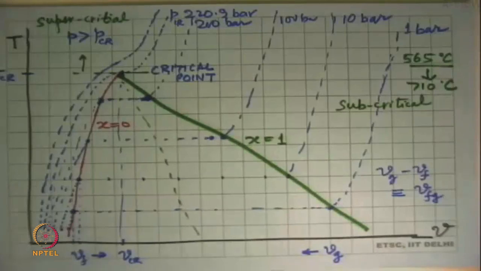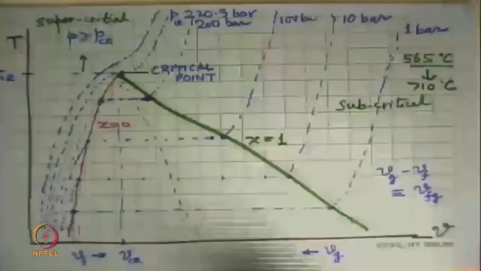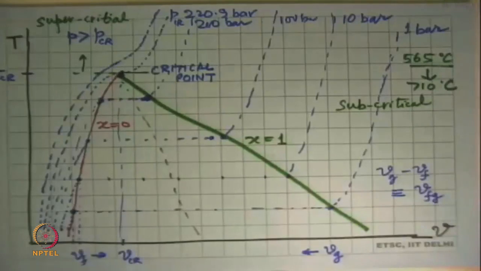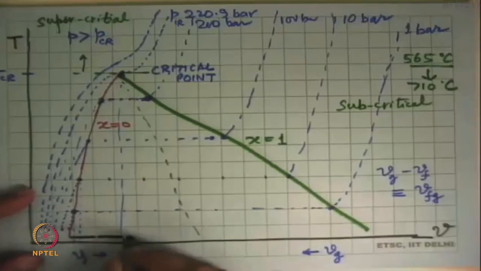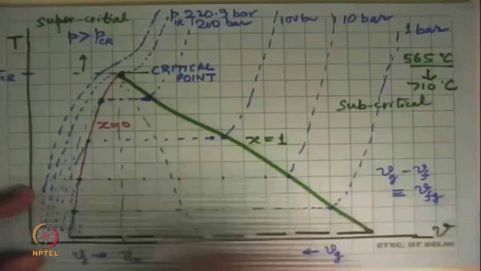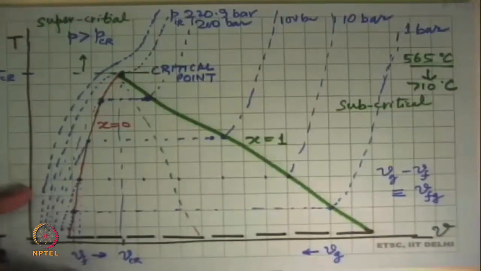The next question comes up, what happens below this? If I decrease the pressure to 0.1 bar, 0.01 bar, will I get the same behavior? And the answer is that yes, you will get the same behavior until we reach a point which I will call here, where these lines will end, and this is what is called the triple point.